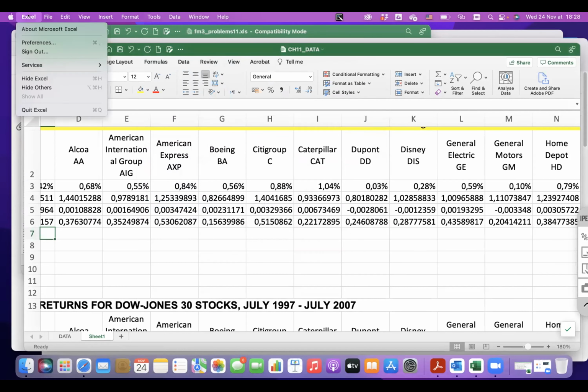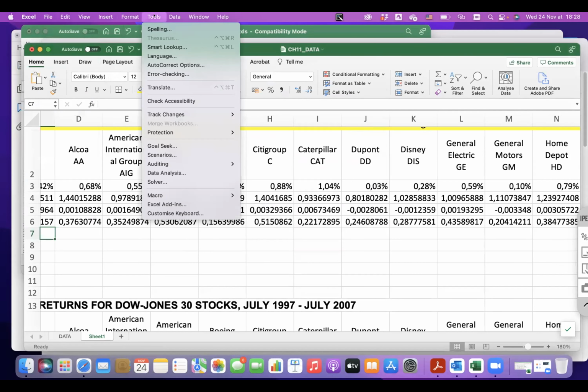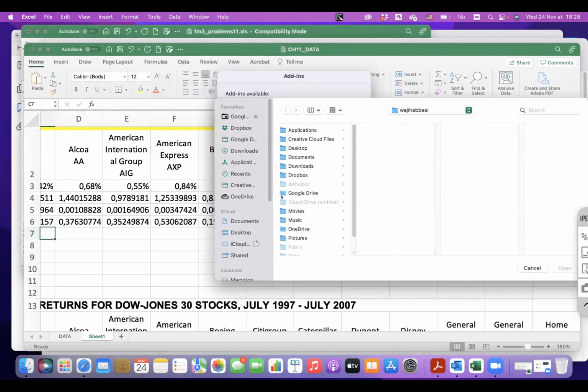So Excel. So you go to Tools. For those who have the Mac here, Macro. Go to Excel add-ins. You have analysis tool pack, solver add-in. Then you go to Browse.